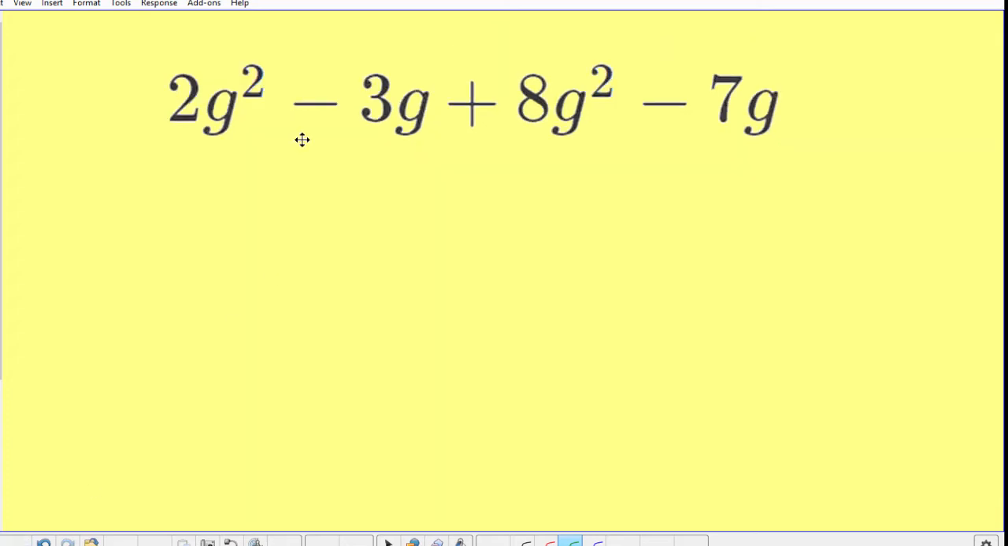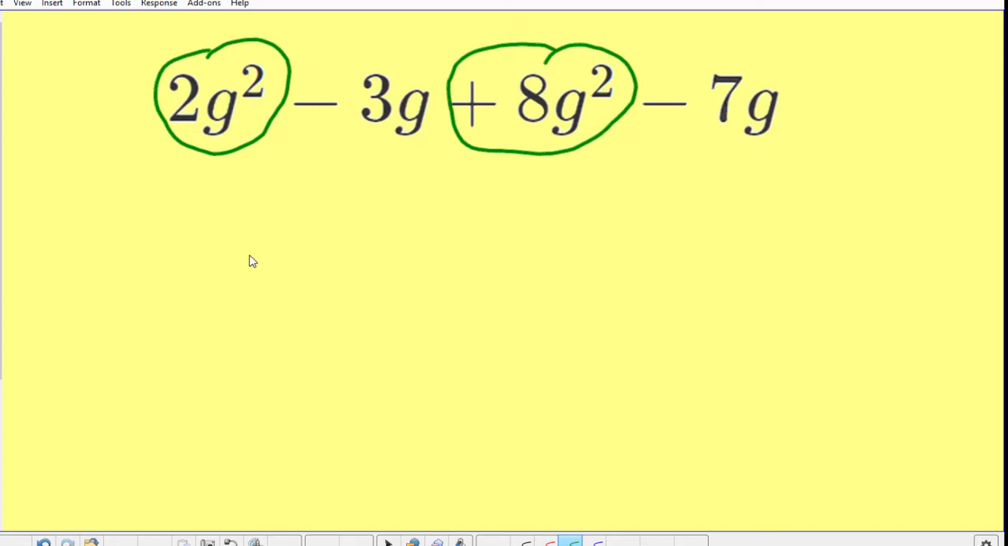Okay, so this one's slightly different. It looks different anyway. We've got g squareds and g's. Remember, when we're adding and subtracting, the endings, as long as they're the same, don't change. So here we've got 2g squared, and all we're just looking for is any other g squareds. So now we've got plus 8g squared. Okay? Now this is where people make a mistake. All we have to do is add the integer, the whole numbers, together. So that's going to give us 10g squared. Okay, we don't do anything to the g squared, it just stays the same.